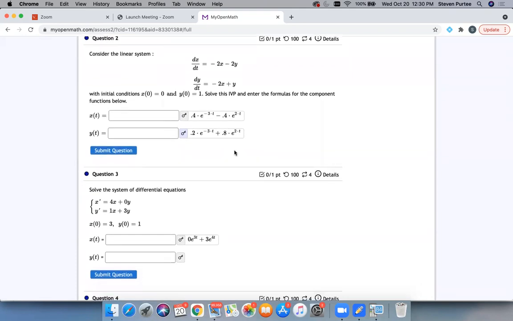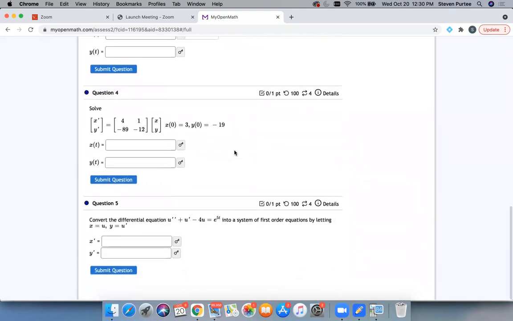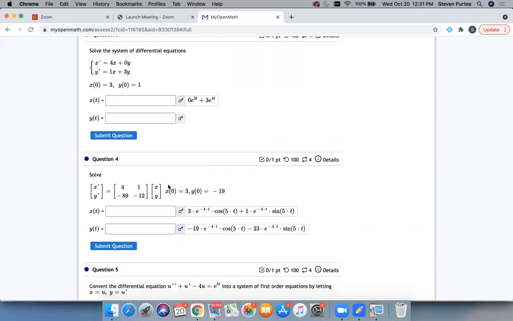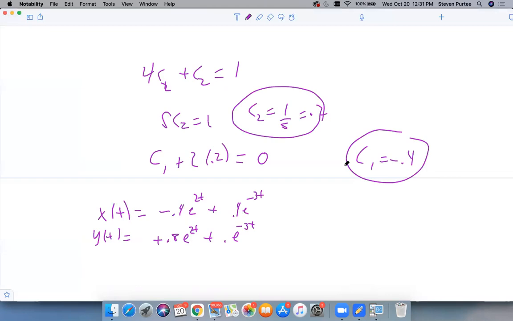Okay, so these are long problems. Okay, this one here is converting a second order into a system of first order. Make sure you watch that video. I don't want to do this one for you. I want you to try this one on your own. And then these are similar. Oh, the fact that you're getting cosines and sines here tells me that you're getting complex eigenvalues here. So make sure you watch that video. Okay, that's a good place to stop.